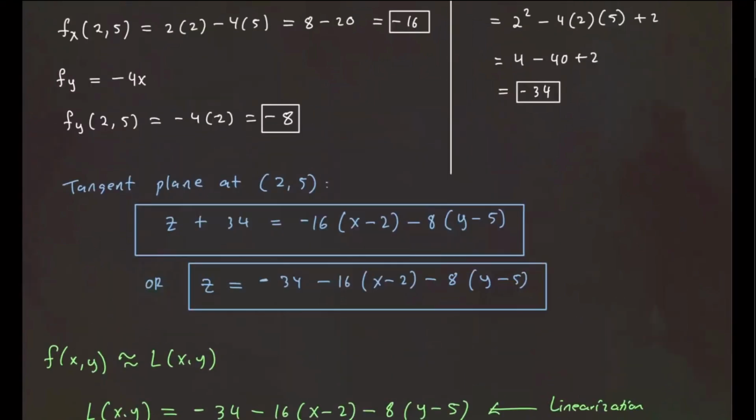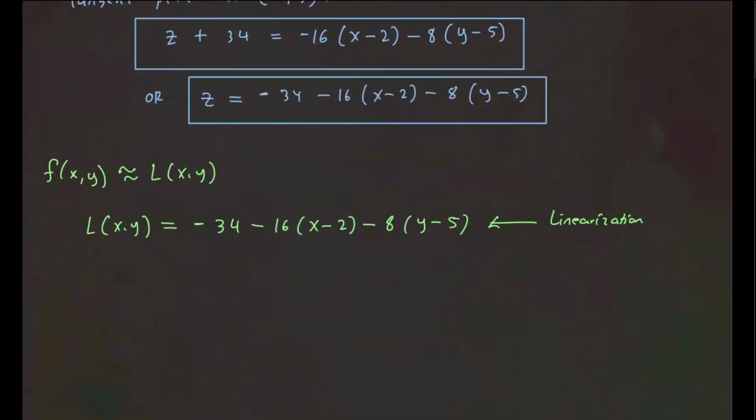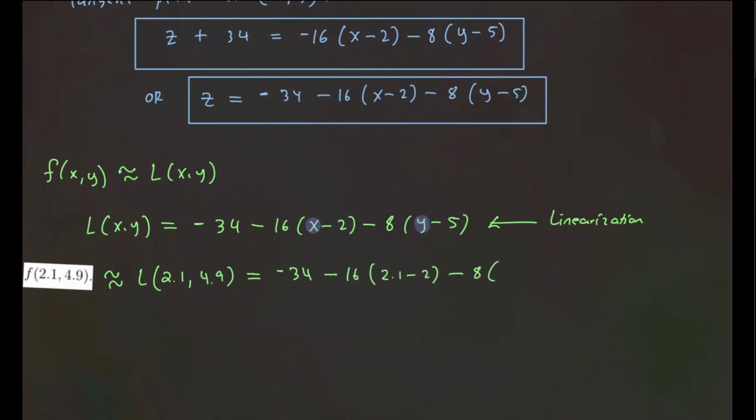Now we're going to substitute the value that we're approximating. So now that we're approximating the function value at 2.1 and 4.9. Note that these two points are very close to 2 comma 5, so it will be a good approximation by using this tangent plane. So here's the point. I'm going to substitute them. So we can say that this is going to be approximately whatever L of 2.1 and 4.9 is, with a small error, of course. This is negative 34 minus 16 times x. Here, I'm going to substitute 2.1 right here and 4.9 right here. So you'll have 2.1 minus 2 minus 8 times 4.9 minus 5, simply substituting them into each x and y.